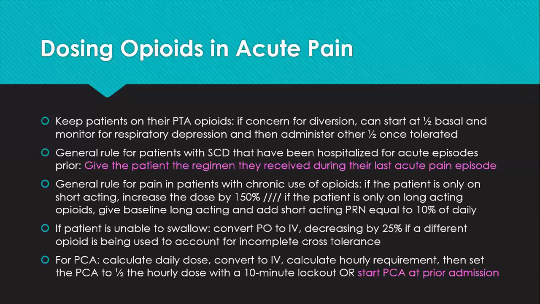For PCAs, again, you're going to use their at-home dosing, get their full daily dose, convert it to IV, and then you're going to divide it and get an hourly. And when you move it to the PCA, you're going to do half, and then you're going to use the other half for basal and half for their 10-minute lockout. So they're short boluses, if you will.